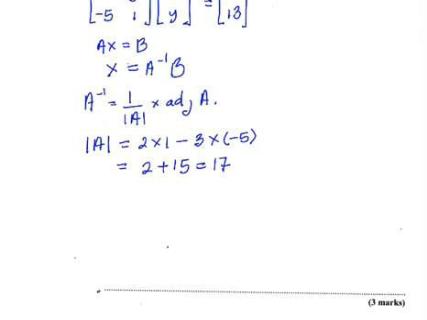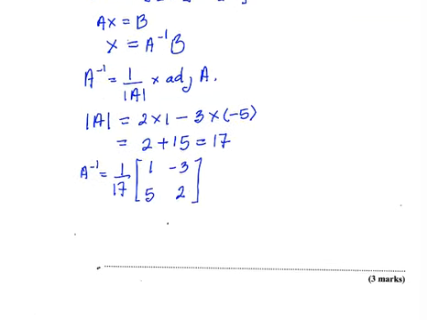Therefore A inverse is equal to 1 over 17 times adjoint A. For adjoint A, we switch the leading diagonal elements around, so 1 goes up here, 2 goes down here. The other two elements stay where they are, but their signs change to minus 3 and positive 5. So this is A inverse. Now that we have found A inverse, we're ready to solve.